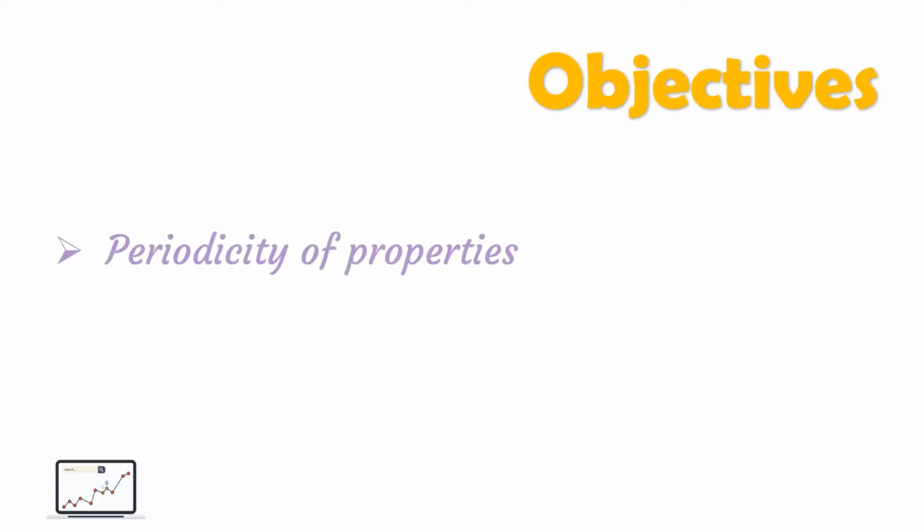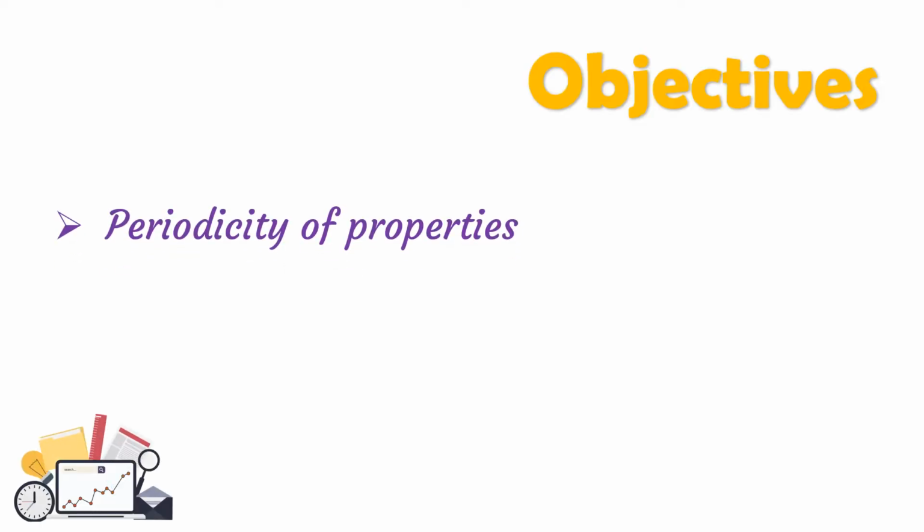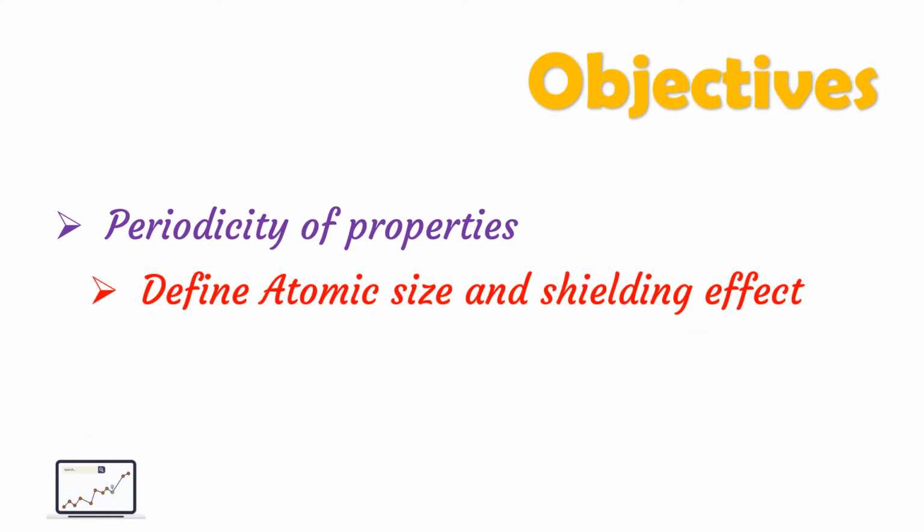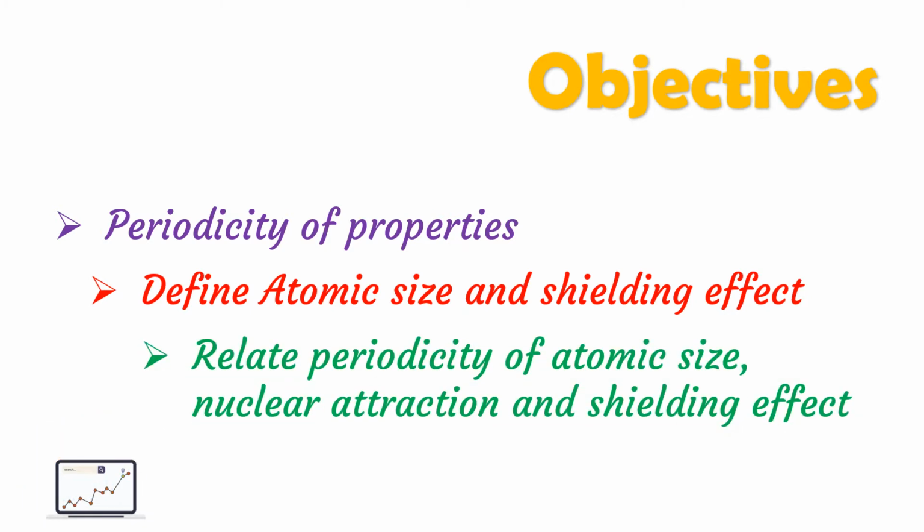Today our lesson objectives are: we have to understand periodicity of properties properly. Then we will be able to define atomic size and shielding effect. And then we have to relate periodicity of atomic size, nuclear attraction, and shielding effect.